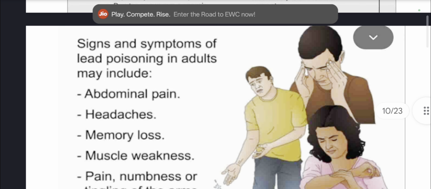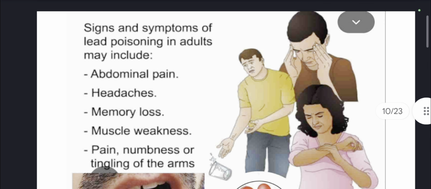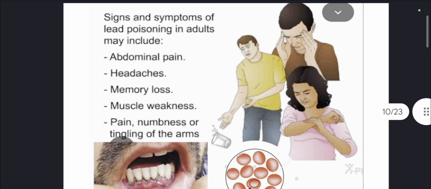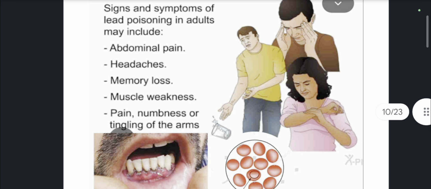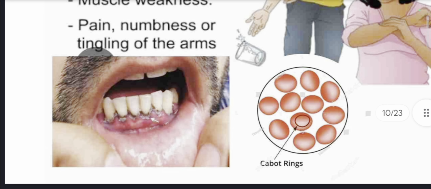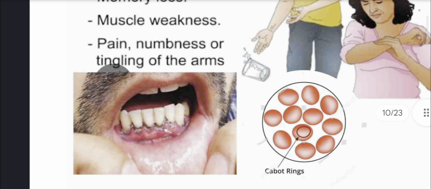So there are certain signs and symptoms of lead poisoning in adults, which may include abdominal pain, headaches, memory loss, muscle weakness, pain, numbness or tingling of arms. So this is the Burtonian line. We can see the grayish line, we can see the arrow here. This is nothing but your Burtonian line. About Cabot rings, we'll see further.